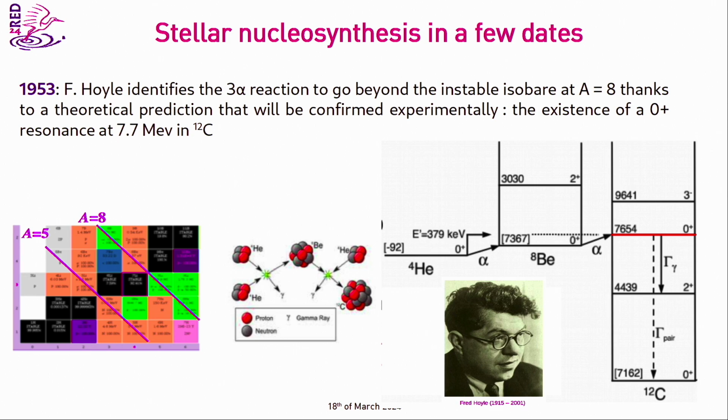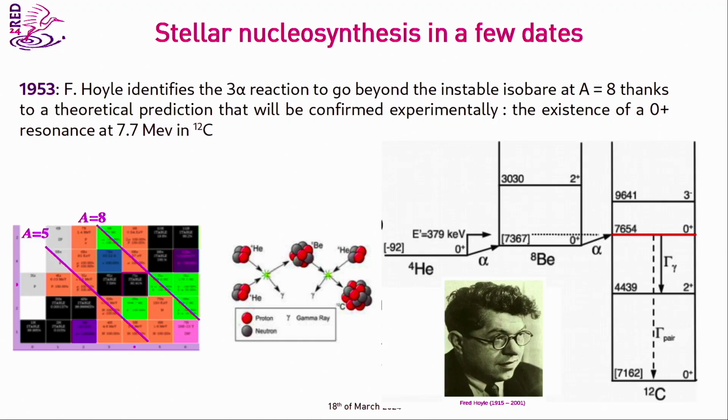And he predicted that there should be a transition in the carbon atom with a resonance at 7.7 mega-electron volt. And so it goes this way. You have helium-4 that captures another helium-4, builds beryllium-8, but this is unstable, and so this reaction will go backwards all the time. But at some point, there will be, with a very low probability, the possibility that the beryllium-8 captures an alpha particle.